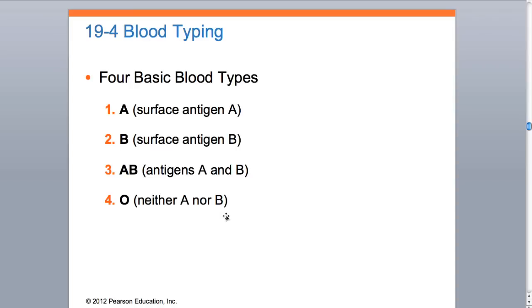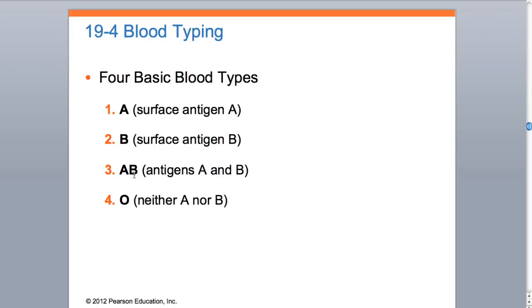Now here's the catch. O is considered the universal donor. Why is O a universal donor? Because it has no antigens with respect to A or B. And as you know, if there are no antigens, the immune system cannot respond to it. So neither A nor B. Now, AB blood is a universal recipient.